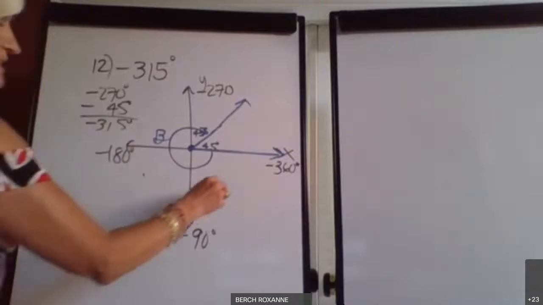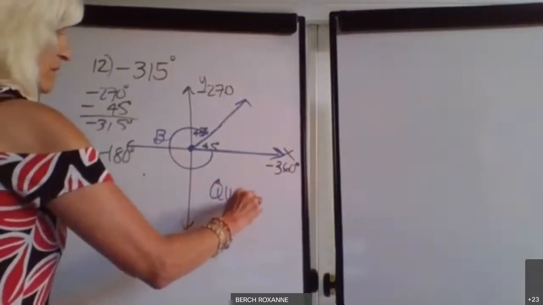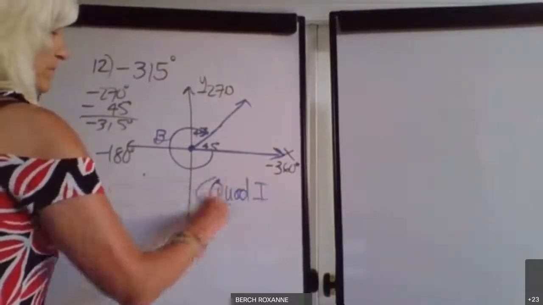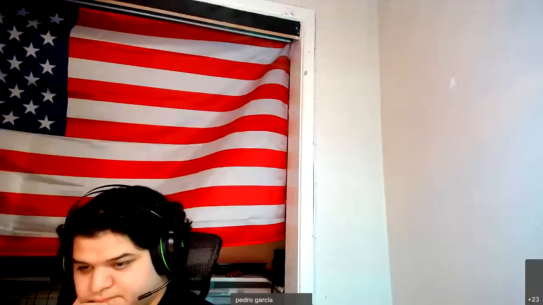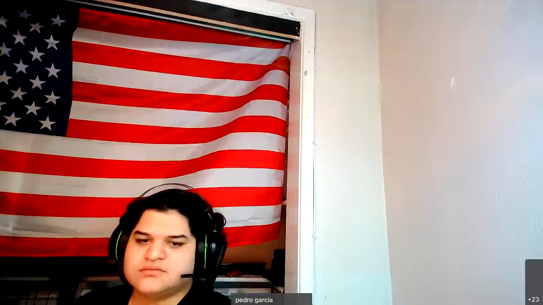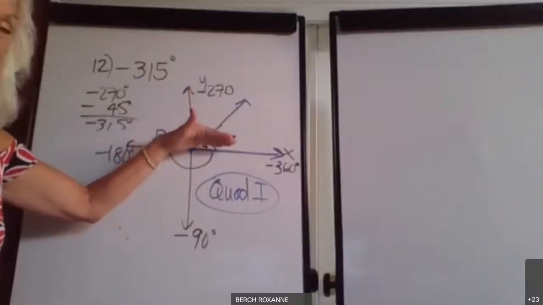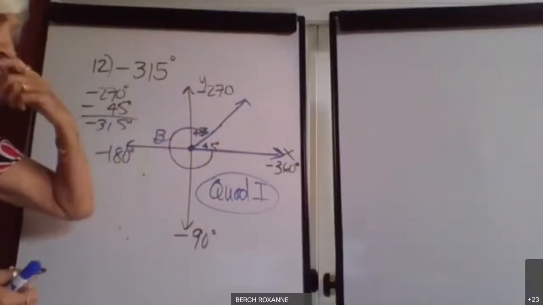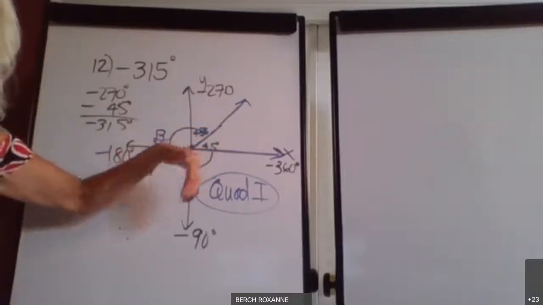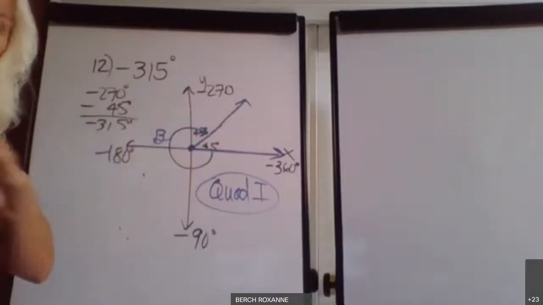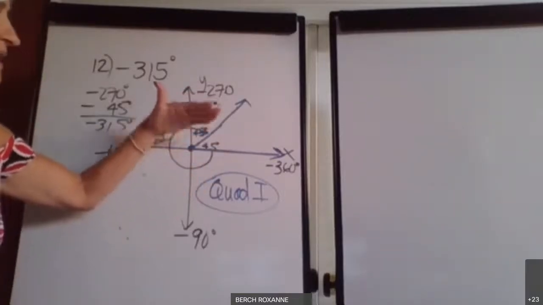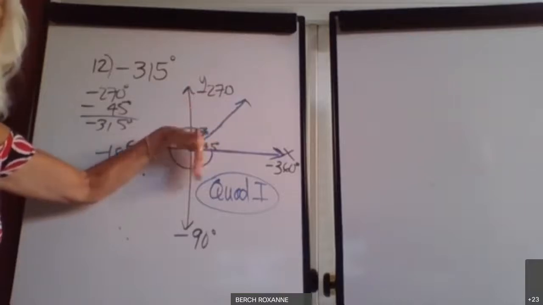So what quadrant is this angle in? Quadrant 1. So you have to stay aware of whether the angle is positive or negative. If the angle's positive, you rotate counterclockwise. If the angle's negative, you rotate clockwise. So positive is counterclockwise, negative angles are clockwise.